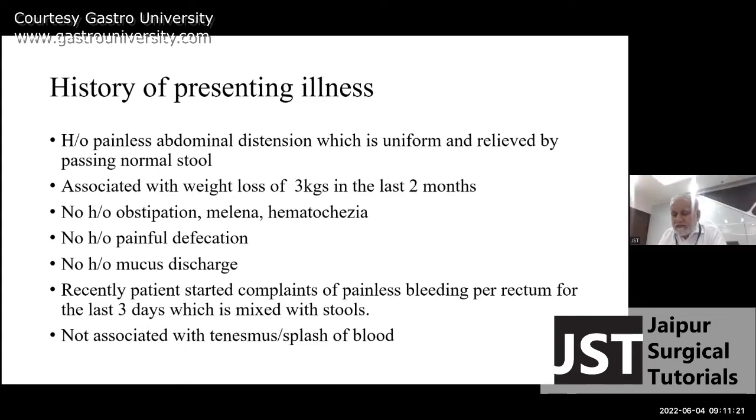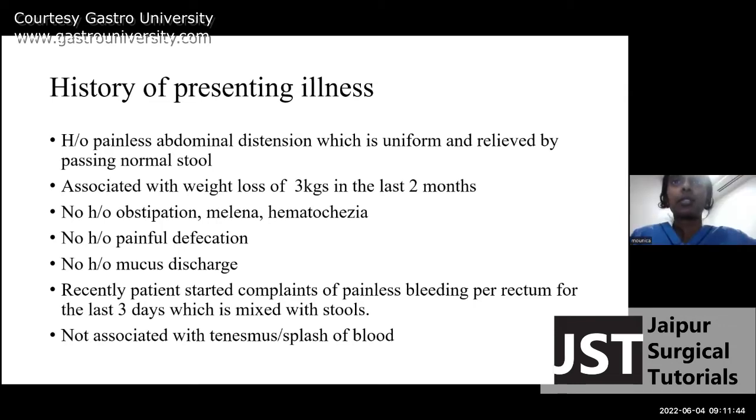What is the classical description of intestinal obstruction? What are the 4 cardinal features? There will be abdominal pains, sir. And the 4 cardinal features of intestinal obstruction. So pain, distension, vomiting, and constipation or obstipation, isn't it?